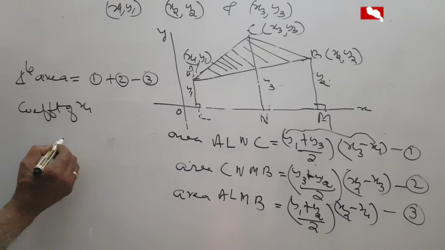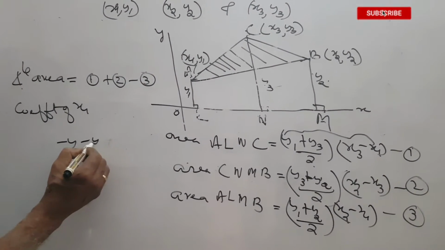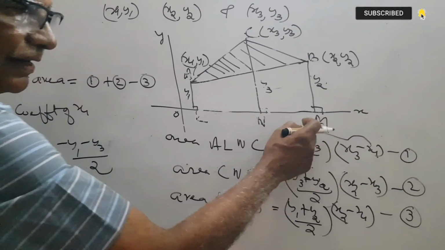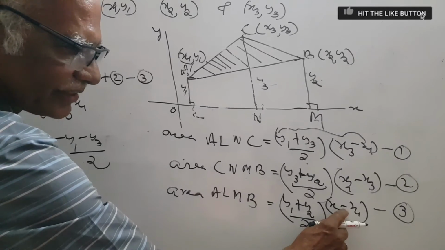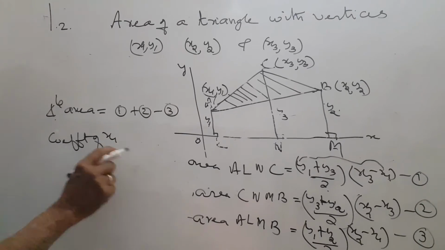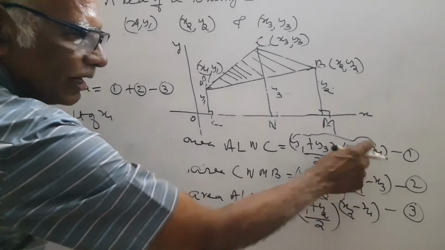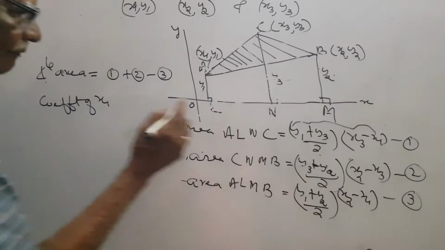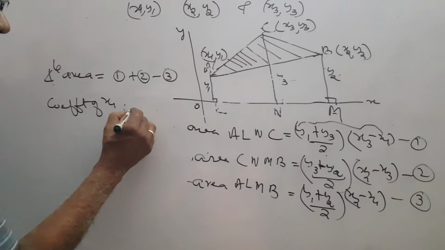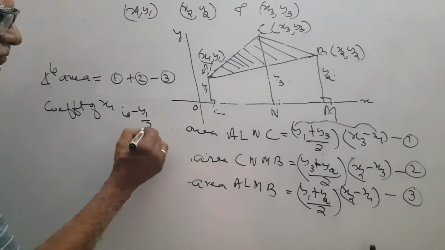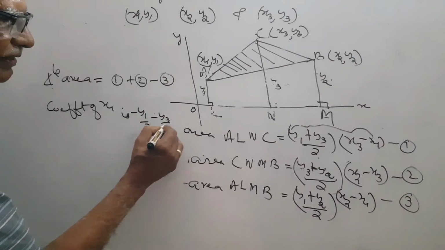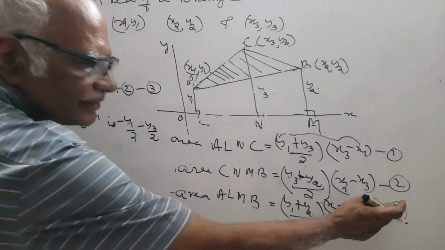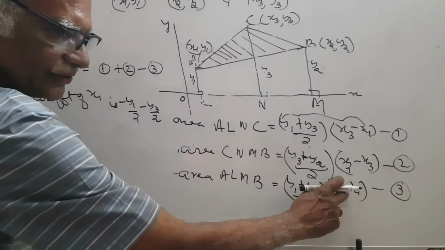So the coefficient of x1 will be minus y1 minus y3 by 2. We are multiplying here. Now here there is minus of x1, but this is of x1. Minus x1 is multiplied by y1 plus y3 by 2. So the coefficient of x1 is minus y1 by 2 minus y3 by 2. Now here there is minus x1, but this is subtracted, so that becomes plus x1.